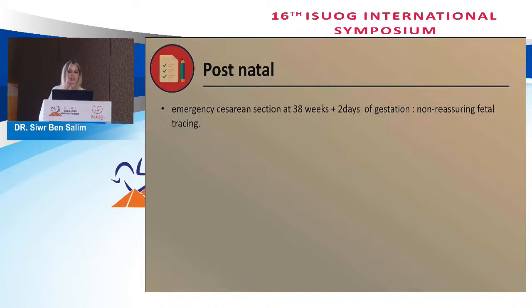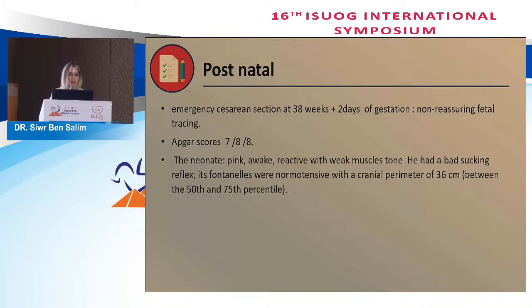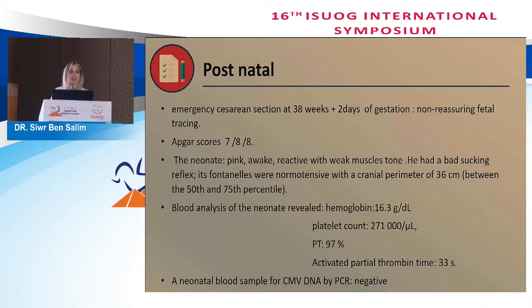But at 38 weeks and 2 days of gestation, an emergency cesarean section was indicated for non-reassuring fetal tracing. Apgar scores at birth were 7, then 8, and the neonate was pink but had weak muscle tone with a weak sucking reflex. The biology, hemostasis tests, and CMV DNA were negative.